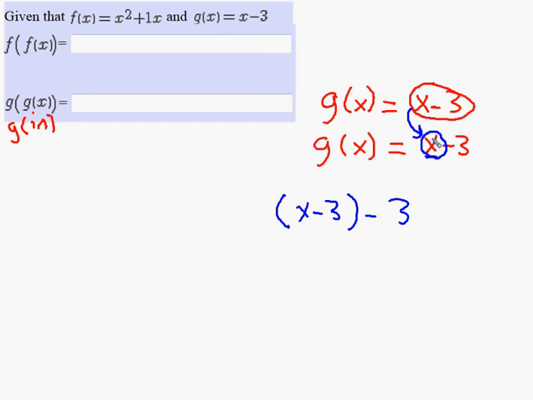This one would be very easy to simplify. So I have x minus 3 and then subtract 3 again. Of course, that's nothing more than x subtract 3 twice. And on a good day, when you subtract 3 twice, you get subtract 6.